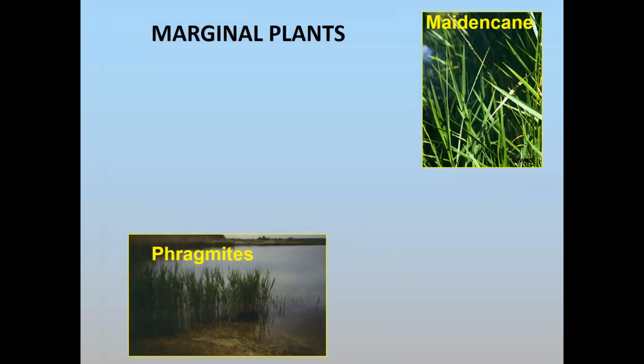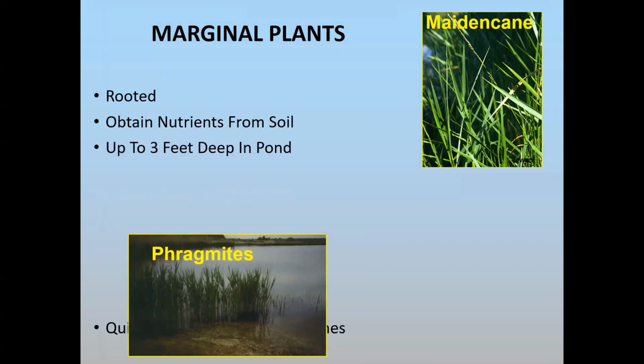Then we have marginal plants. These are along the shoreline. A common one is Phragmites here on the bottom, but there's many others. Cattail can be very invasive. And it's, again, a shoreline or marginal species. They're rooted. Oftentimes they'll spread through rhizomes.